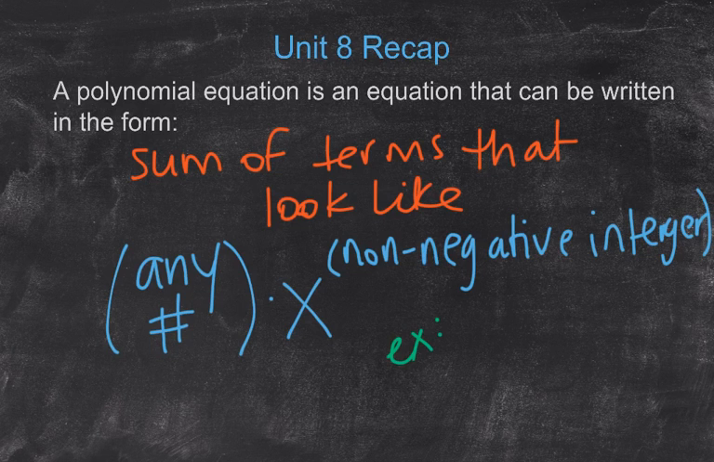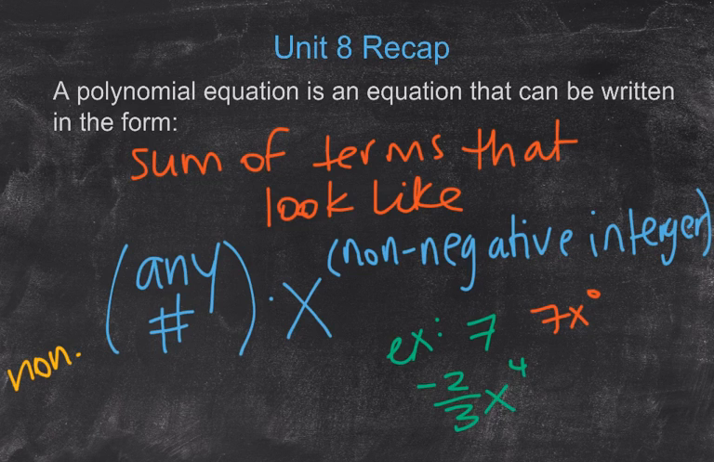So examples of polynomials, just the number 7 is a polynomial because it can be written as 7 times x to the power of 0. So that coefficient is any number, we've got times x, and the exponent is not negative. That's why I didn't say a positive integer, because I want to count 0 as well. So I could have negative 2/3 times x to the power of 4. That's a polynomial.